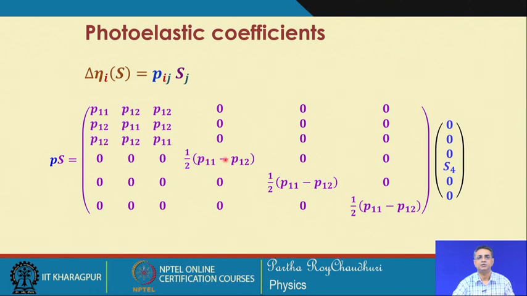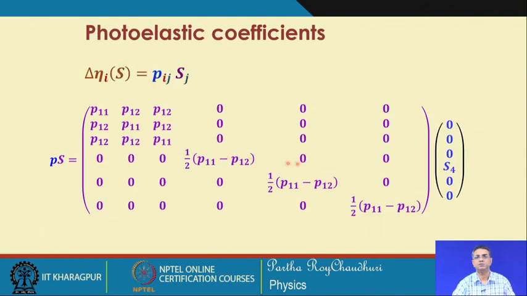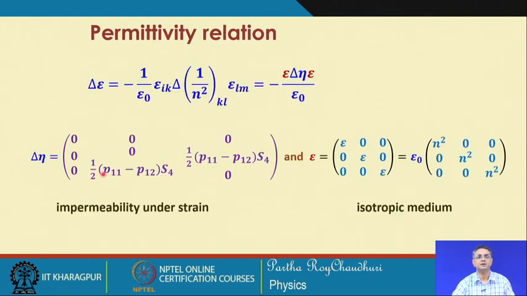So, this will be the form of the P_s, that is, delta eta, the change in the impermeability tensor, will have only these two off-diagonal elements. So, you can see from here. We are to calculate this delta E, finally delta E, and for that we have to post and pre multiply with the permittivity matrix and its transpose. So, this delta eta is equal to, from here you can see this will give you only the S_4 multiplied by this component. So, this will come here.